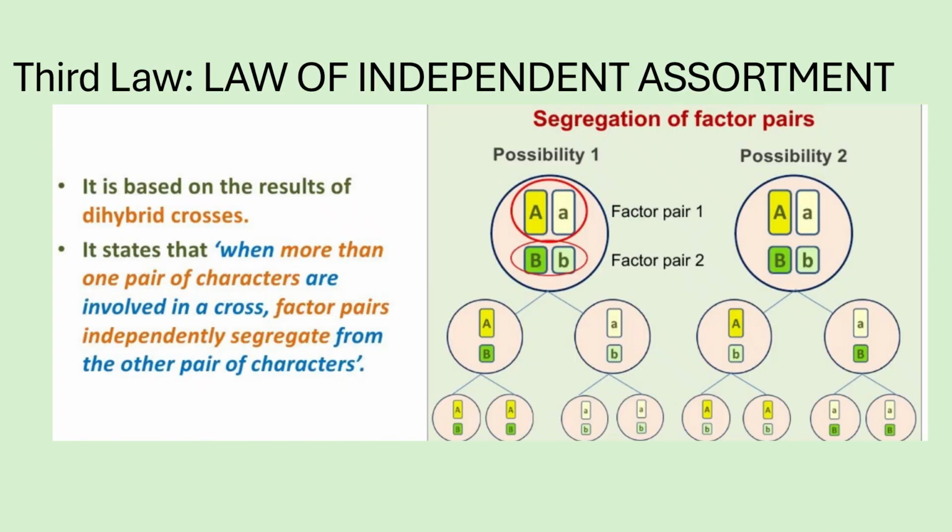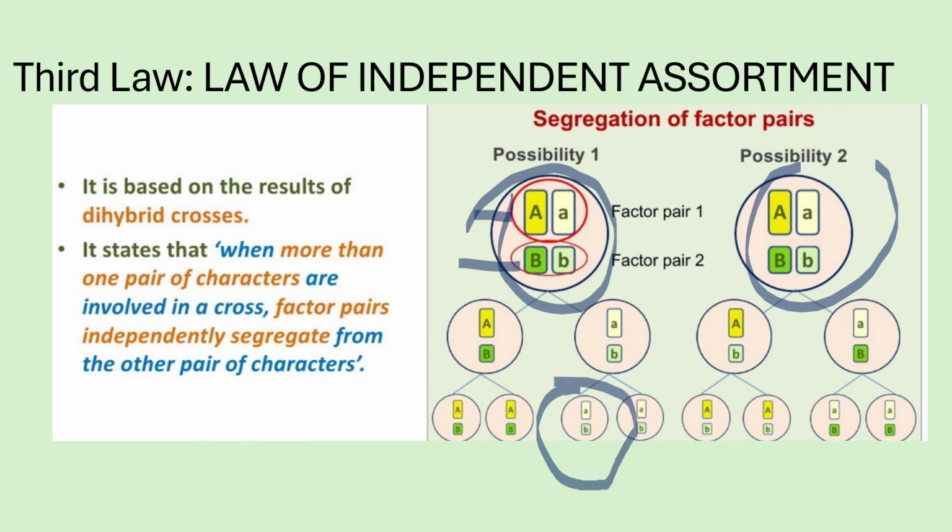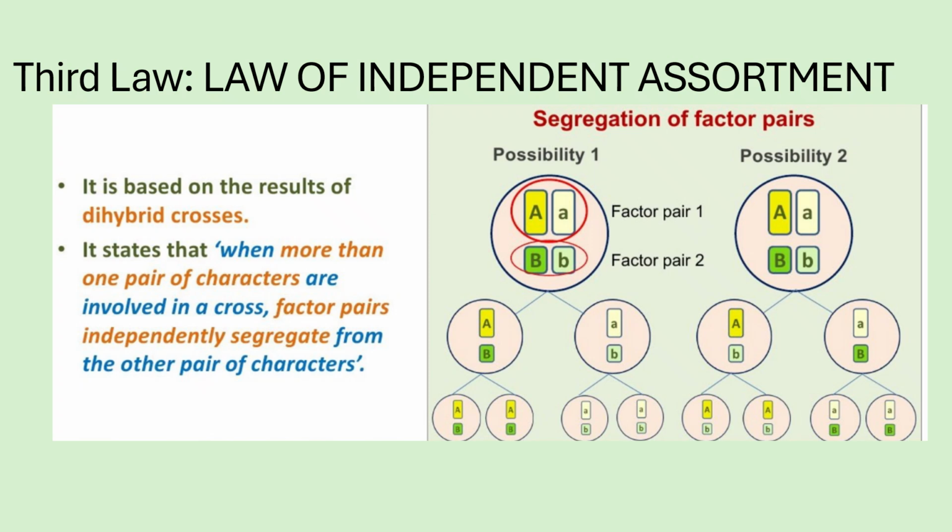The third law is the law of independent assortment. Now, independent assortment, we have just now seen that the two genes which are together in the parental combination may change. Initially, you can see here, capital A, capital B were together, but in the F2 generation, you can see capital A with small b, small a with capital B. So these are the new combinations that are formed, right? So this is law of independent assortment.